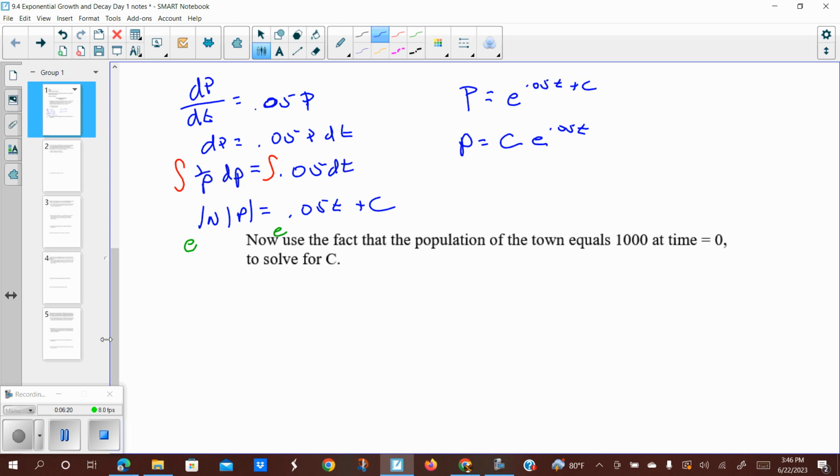So let's use the fact that the population of the town equals 1,000 at time t equals 0 to find c. We're given the initial conditions. Time t equals 0, we'll plug 0 in for t. We'll plug in 1,000 for the population and solve for c. So we would get 1,000, that's the population, equals c times e raised to the 0.05 times 0, which is e to the 0. Again, remember that that's 1. So we get that c equals 1,000. Now we can just substitute it back in, and our population equation becomes 1,000 e to the 0.05 t.